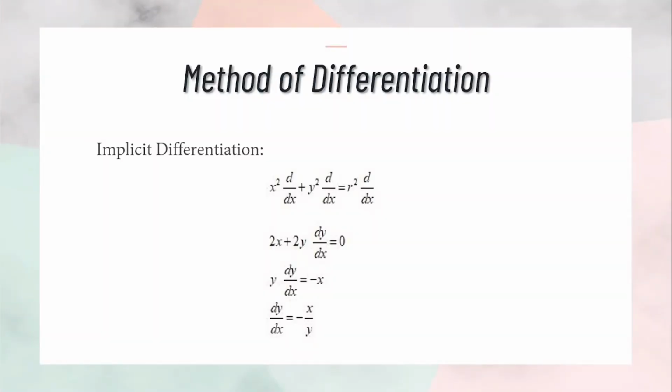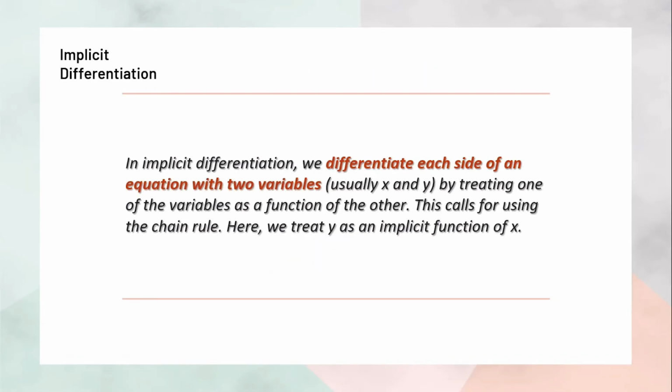Next is the method of differentiation. We applied implicit differentiation in the question given. In implicit differentiation, we differentiate each side of an equation with two variables, usually x and y, by treating one of the variables as a function of the other. This calls for using the chain rule. Here, we treat y as an implicit function of x.